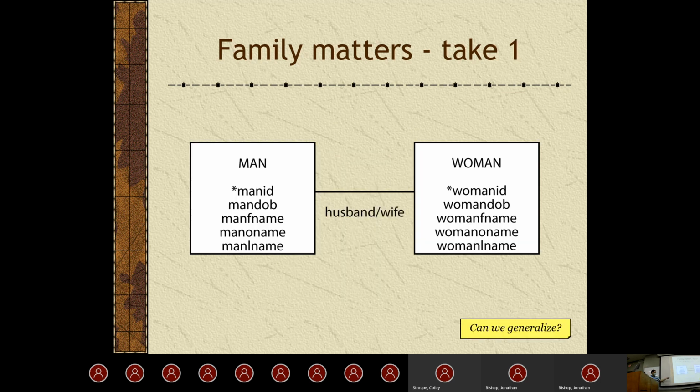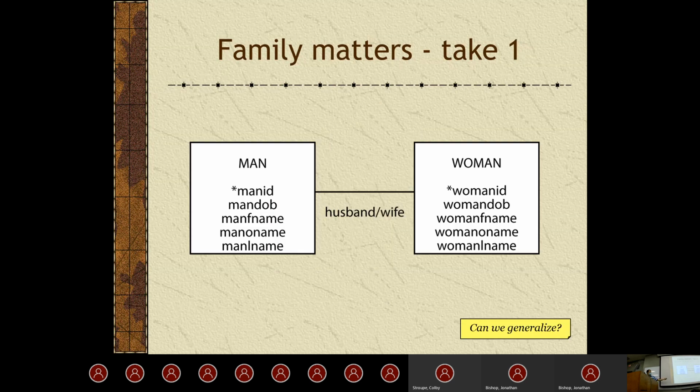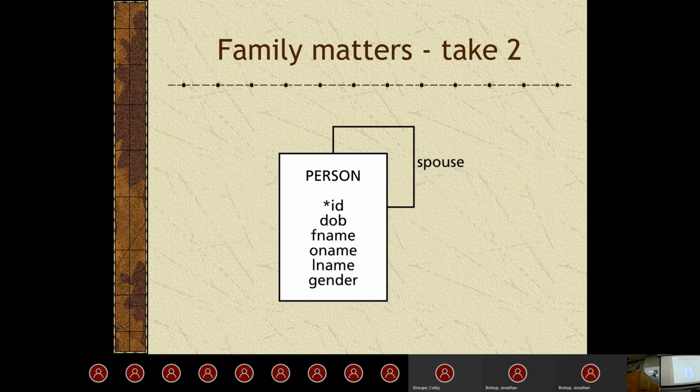Instead of having man and woman, we're going to simplify this to having person. So now we have the ID of the person, which I'm assuming is going to be like a social security number, something that's unique to each individual. We have date of birth, first name, last name, and gender. So we can get all the same information in a simpler model. Now we have a recursive relationship. A person is married to one other person. That's what it means whenever a relationship goes to the same entity. It's called a recursive relationship. So in this case, person is the spouse of another person.